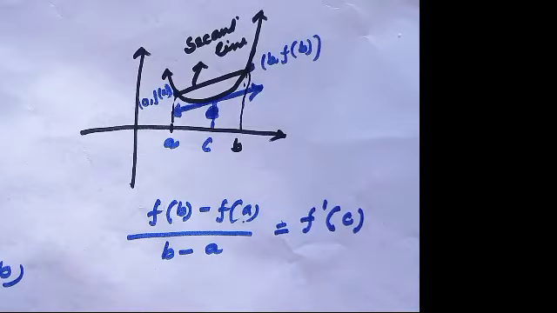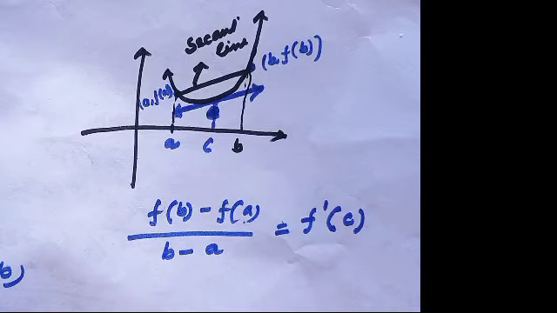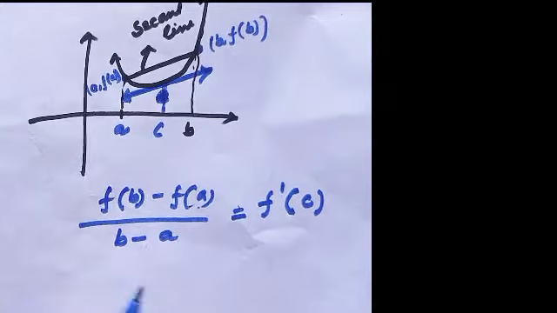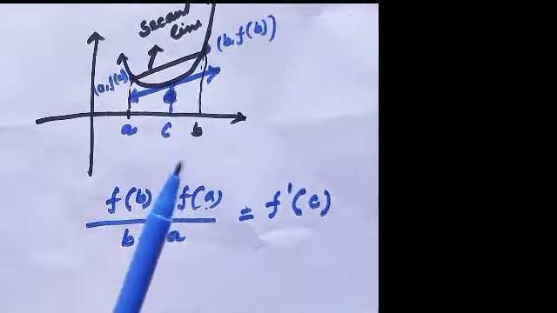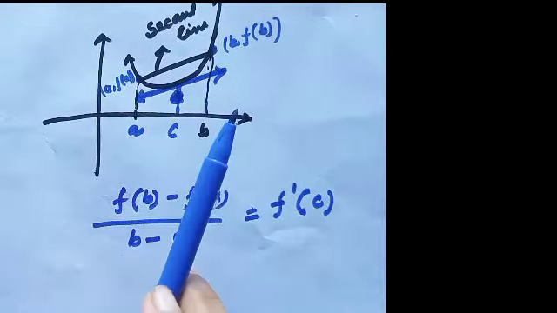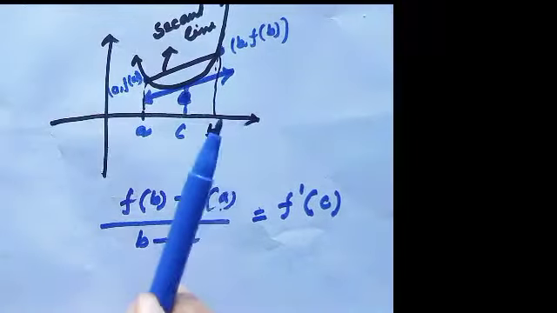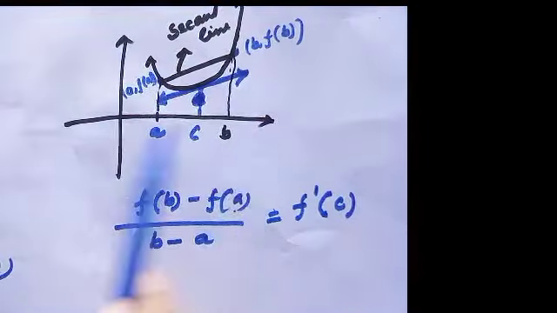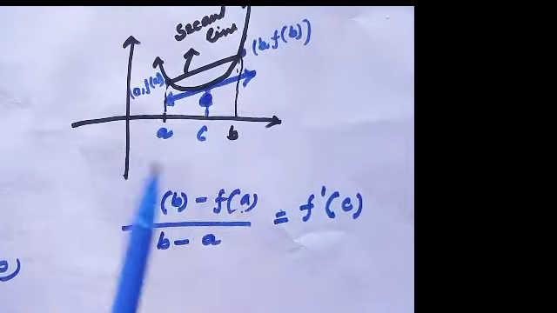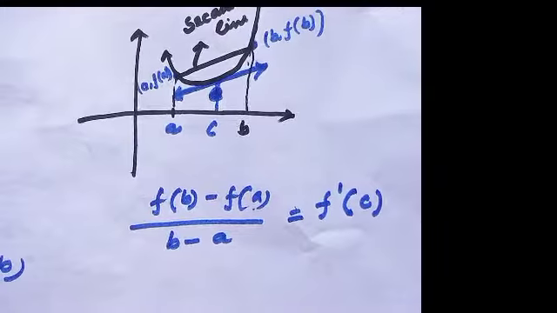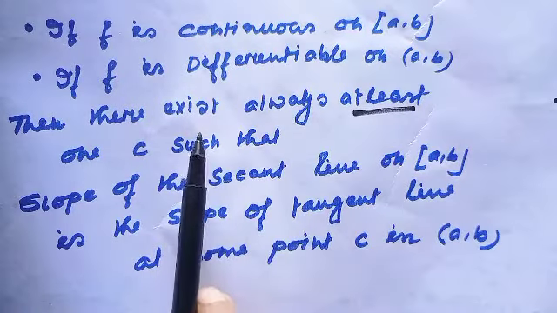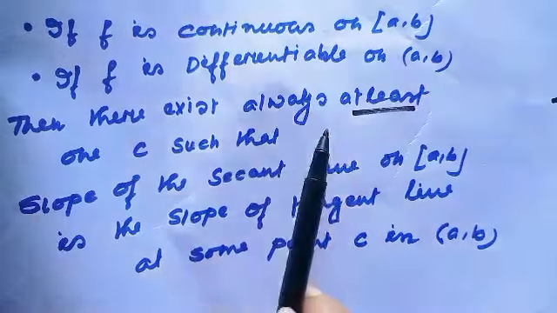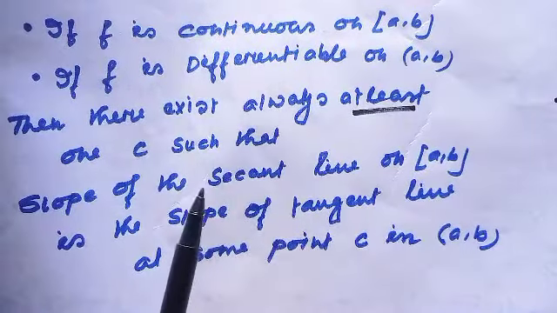Are you getting the mean value theorem? This is the statement of the mean value theorem. Actually, in the mean value theorem, the secant line is parallel to the tangent line, and the tangent line has the same slope as the secant line. This is the graphical meaning of the mean value theorem. And here notice one thing: the statement says there always exists at least one point C.